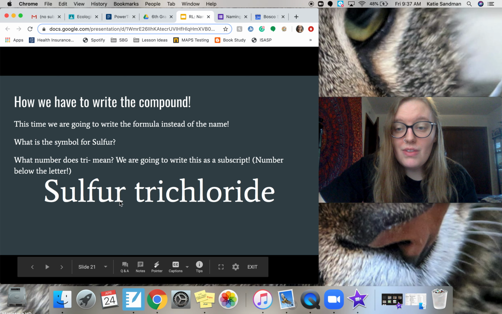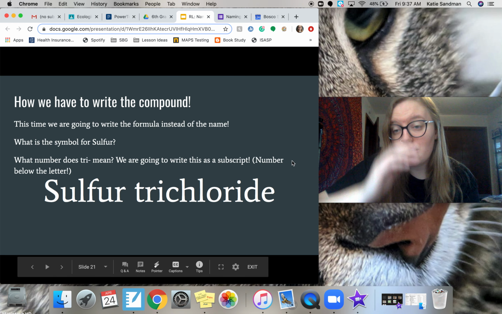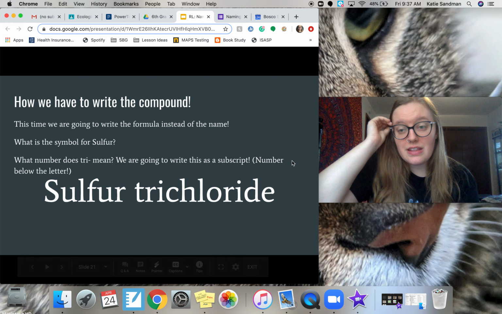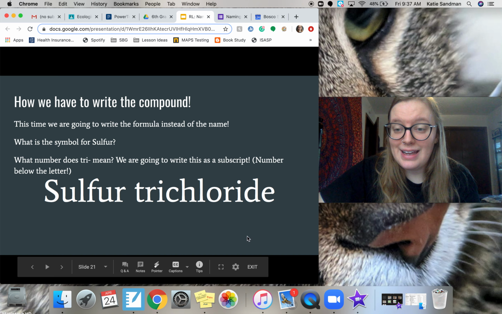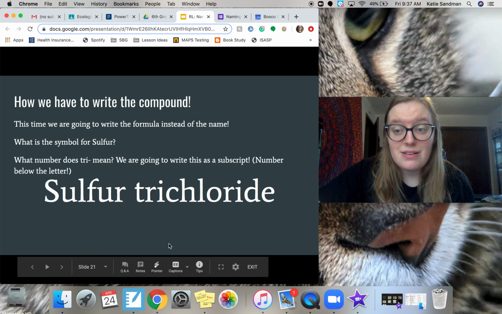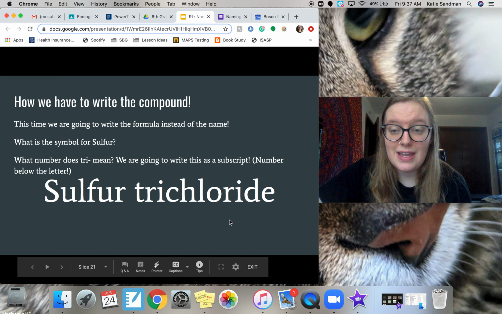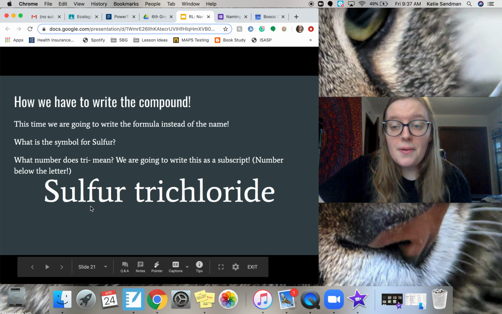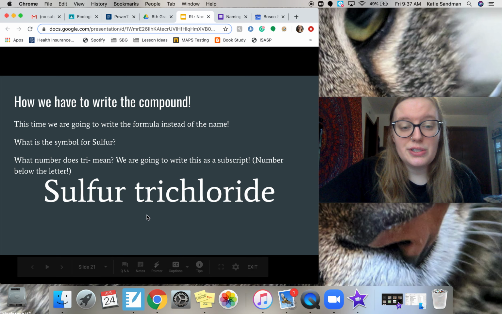We're going to do some examples, but I think this is a lot easier than writing the full name out. Something you need to keep in mind is that if you have a prefix in front of one of these elements, this number is going to go behind the element, and you will see why we have to do it this way when we get into learning how to balance chemical equations. Because if you put it in front, it means something completely different than if you were to put it as a subscript behind.